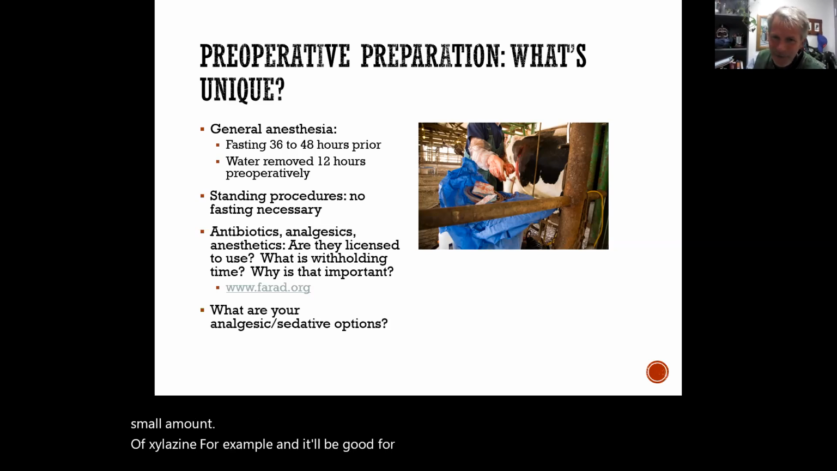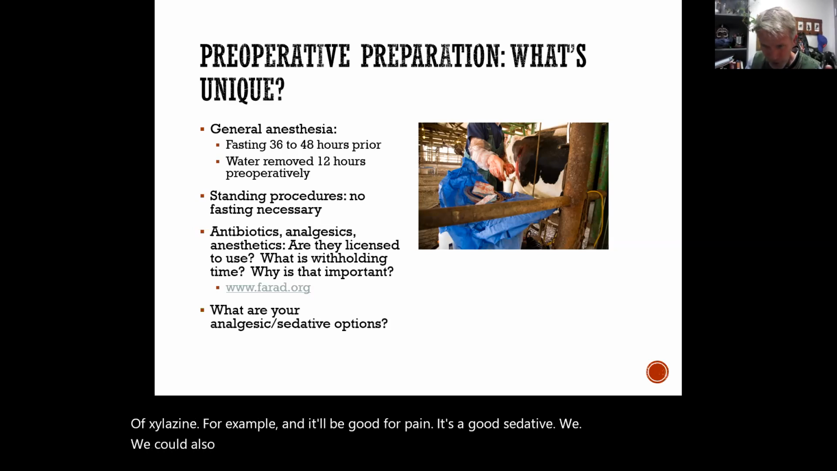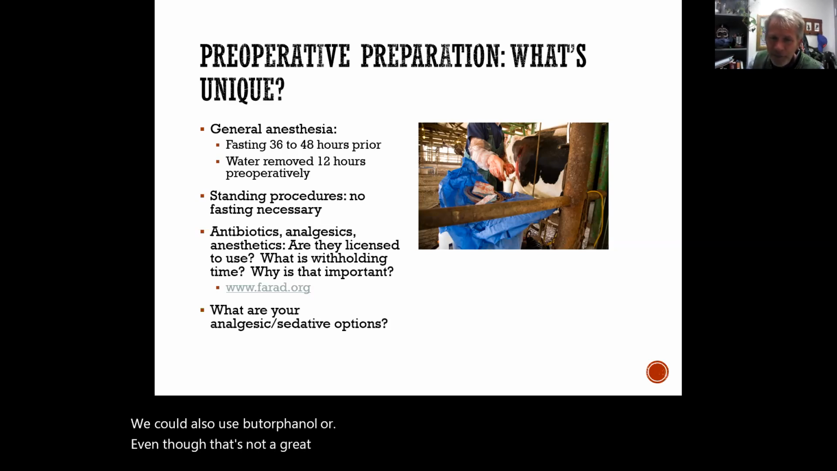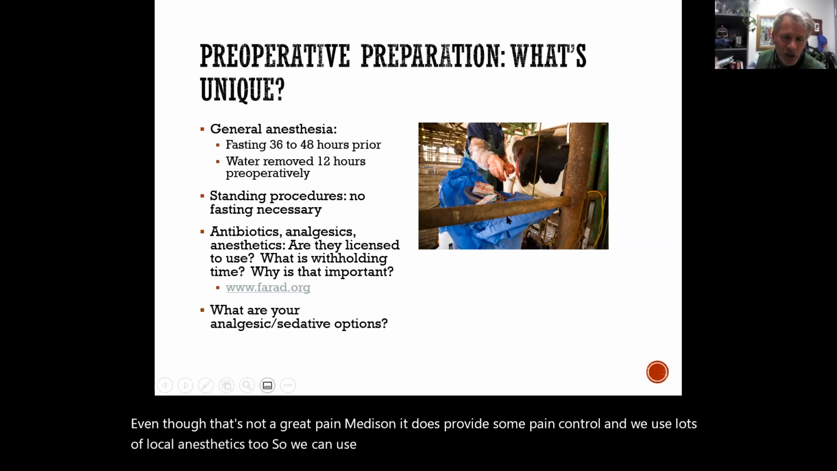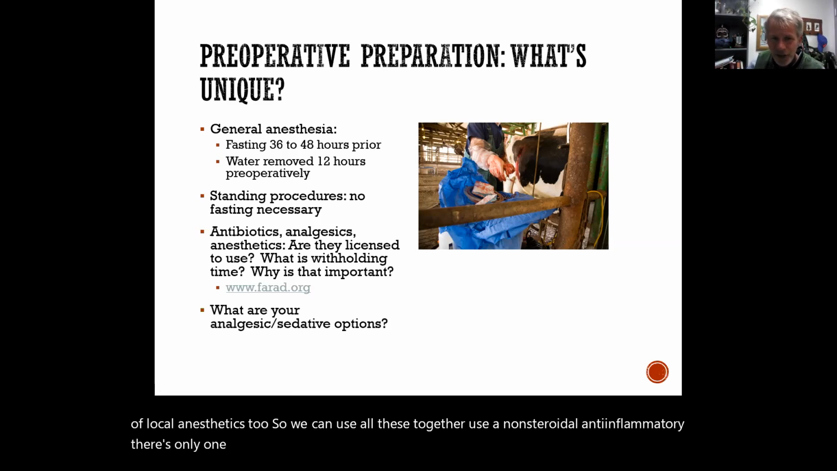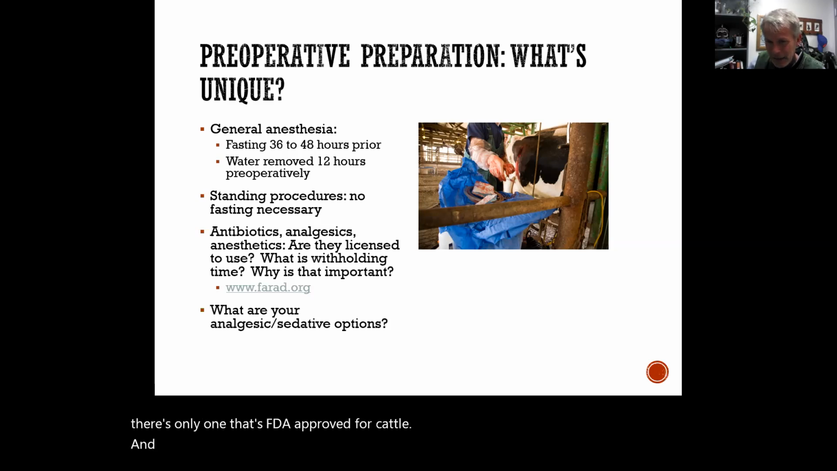It's a good sedative. We could also use butorphanol, or even though that's not a great pain medicine, it does provide some pain control. And we use lots of local anesthetics too. So we can use all these together, and use a non-steroidal anti-inflammatory. There's only one that's FDA approved for cattle, and that's flunixin, also known as Banamine.